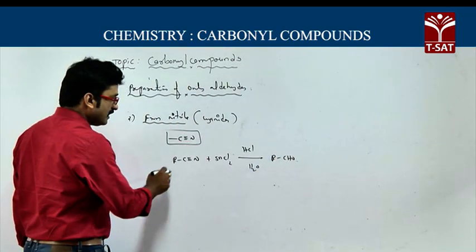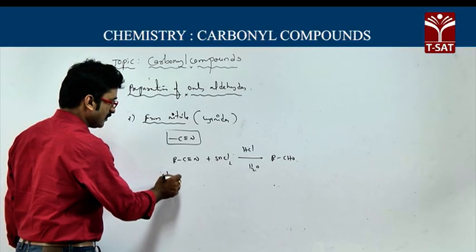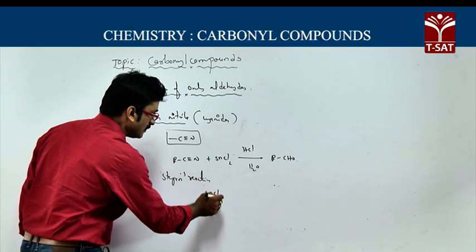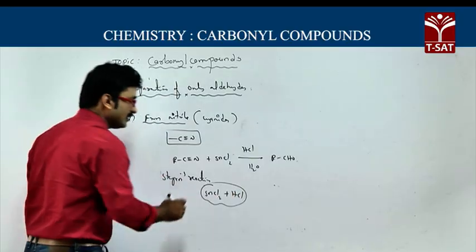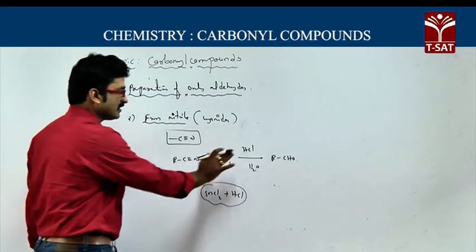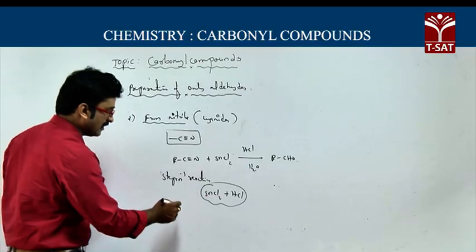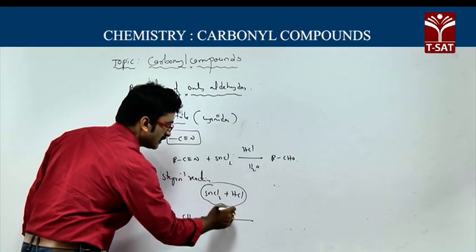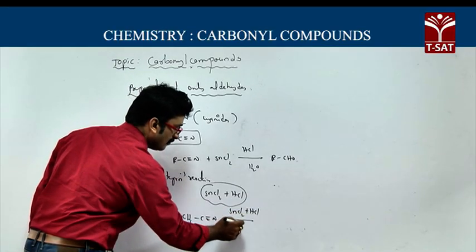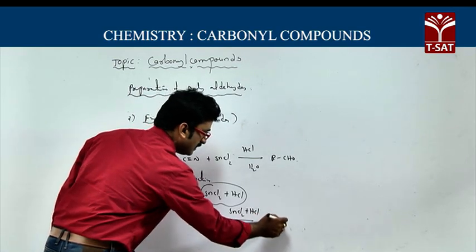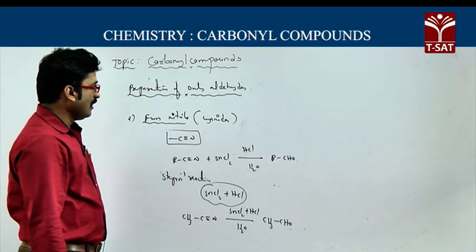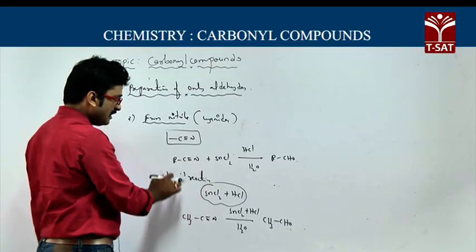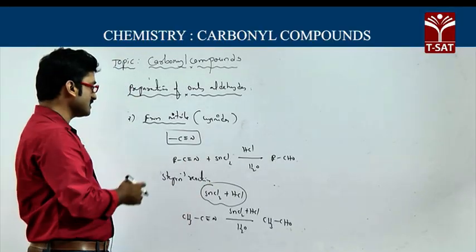And you know, this reaction is called Stephen's reaction, very important. SnCl2 plus HCl is called Stephen's reagent, and this reaction is called Stephen's reaction. We take CH3 C triple bond N. This on reaction with SnCl2 plus HCl and water gives CH3CHO, acetaldehyde. So if in this reduction you use SnCl2 and HCl, then this reaction is called Stephen's reaction or Stephen's reduction.